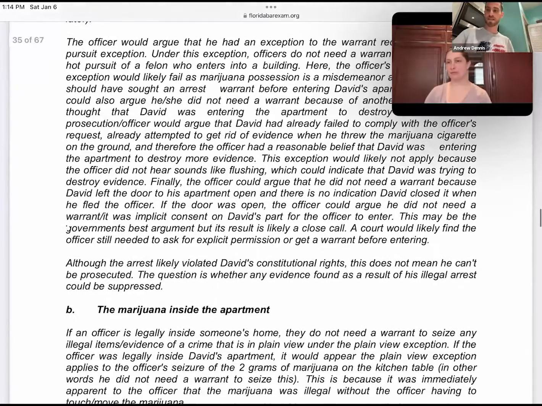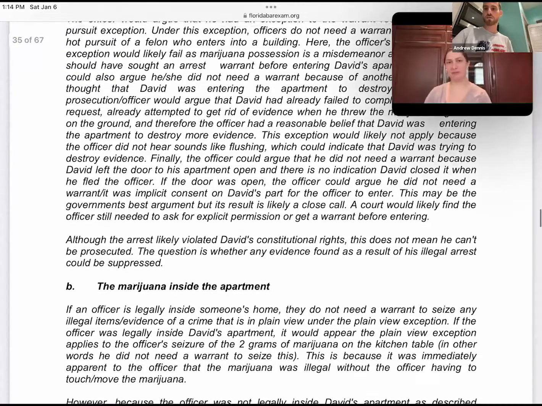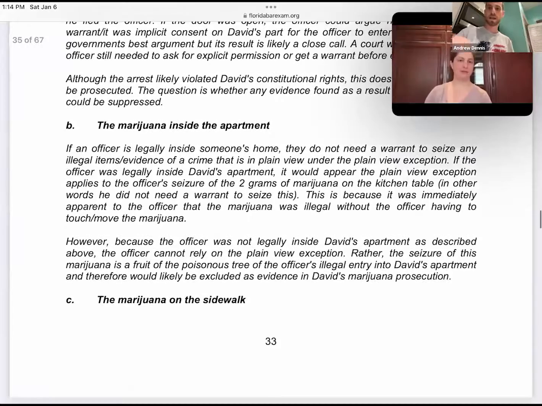He's going to go around these things and say, the question is whether any evidence found as a result of the illegal arrest can be suppressed. Now we talk about the marijuana inside the apartment. If an officer is legally inside someone's home, they do not need a warrant to seize any items that are in plain view.